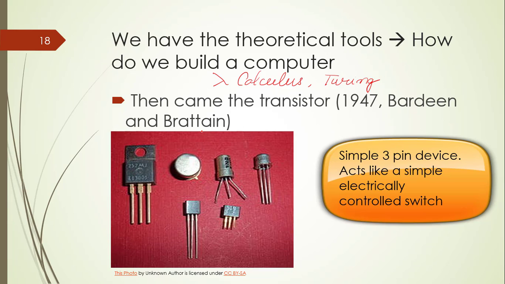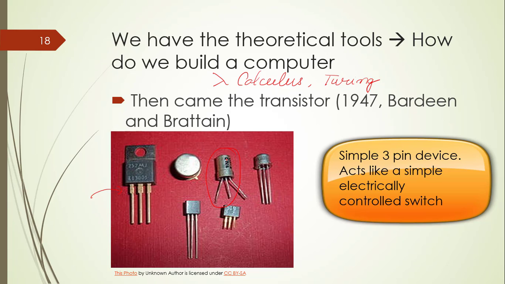So that is when in 1947, the basic transistor was invented by Bardeen and Brattain. It was a simple 3-pin device that acts like an electronically controlled switch. These are examples of some of the early transistors, which you can see are simple 3-pin devices, which you plug into a breadboard.